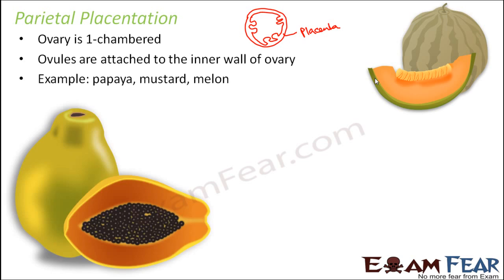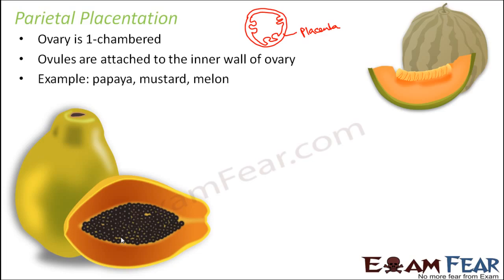Similarly, if you look at papaya, there also you can see these are the ovules, this is the outer layer, and this is the inner layer of the ovary. So within the ovary, in the same shape, the placenta and the ovules will be present. This is an example of parietal placentation. Here the ovules are arranged along the periphery of the ovary.